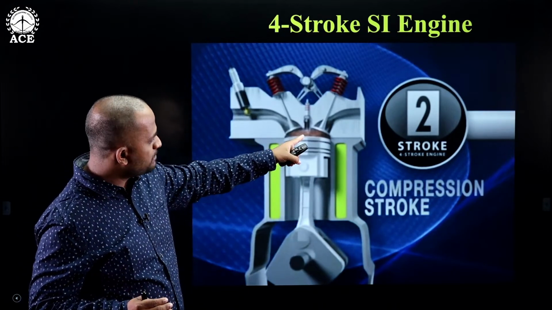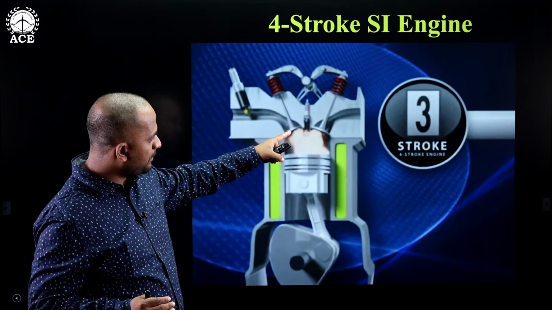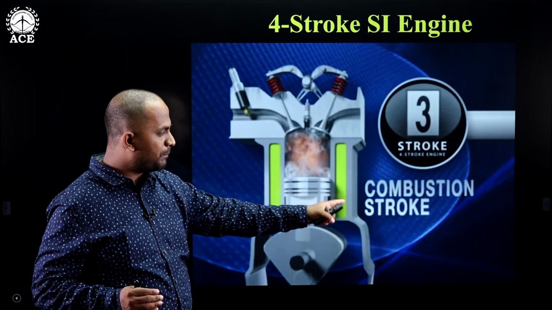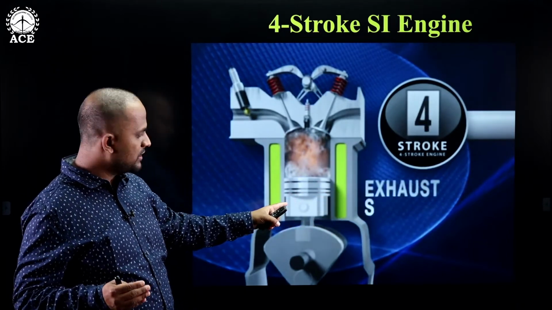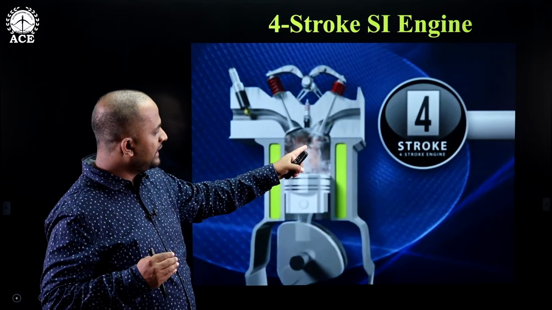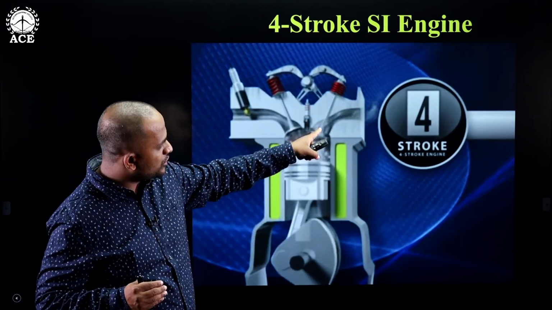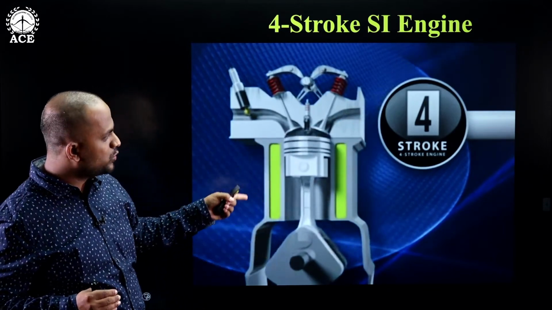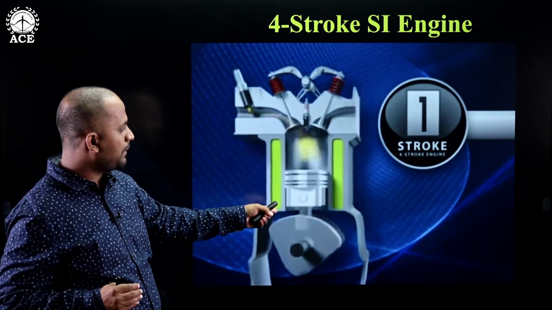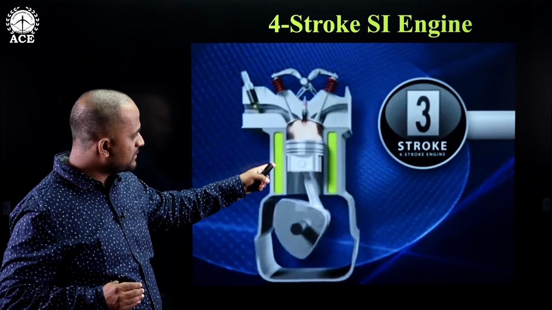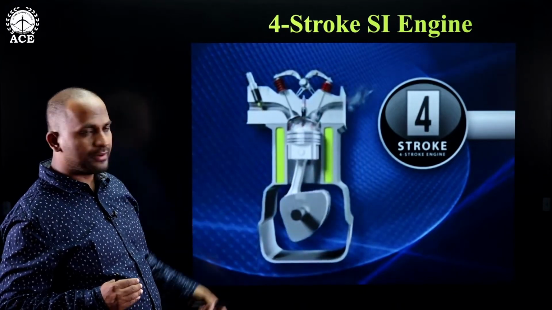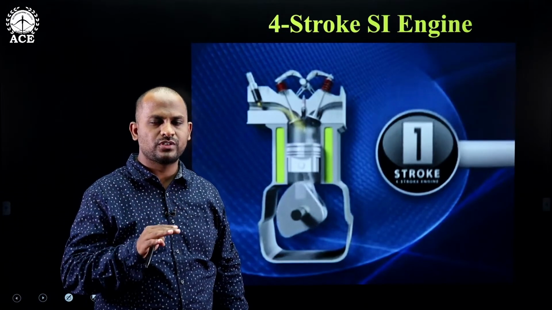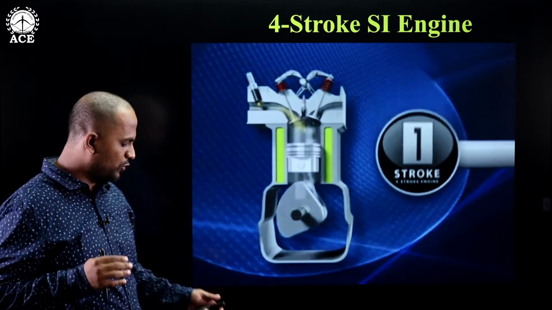At the end of compression, a spark is created and combustion happens. Because of that, the piston tends to move towards BDC. That is called the combustion stroke or expansion stroke. And next the piston again moves from BDC to TDC, and in that condition the exhaust valve will be open. All the exhaust gases will be escaping outside the engine. So in this way all the 4 working processes happen: suction, compression, expansion and exhaust, in 4 strokes, that is 4 travels of the piston.